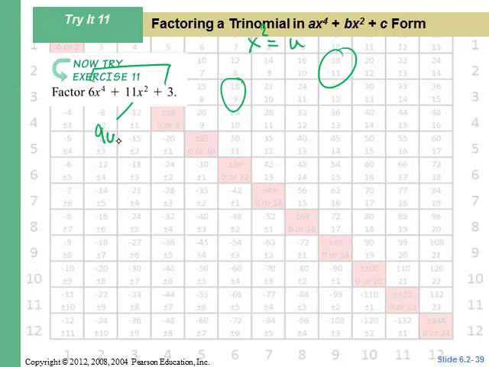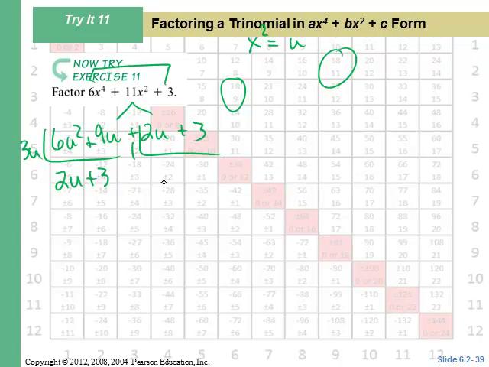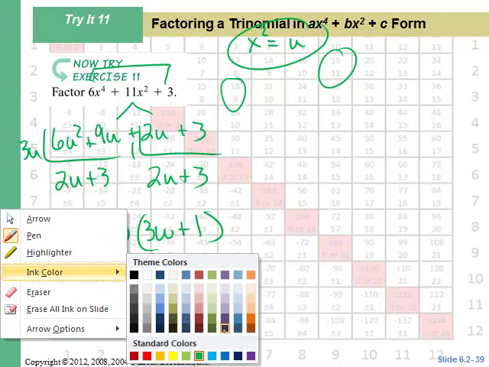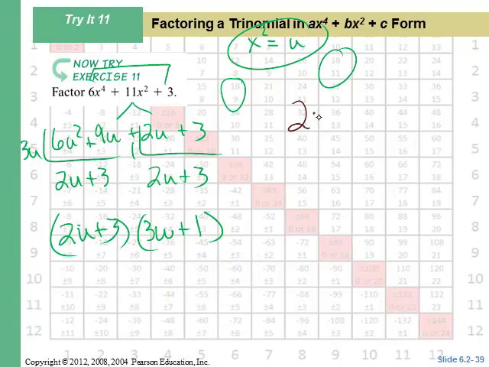6u squared plus 9u plus 2u plus 3. Okay, factor out a 3u, and we're left with 2u plus 3. Factor out a 1, and we're left with 2u plus 3. So our factored form is 2u plus 3 times 3u plus 1. But u is x squared, so let's rewrite that as 2x squared plus 3, 3x squared plus 1.